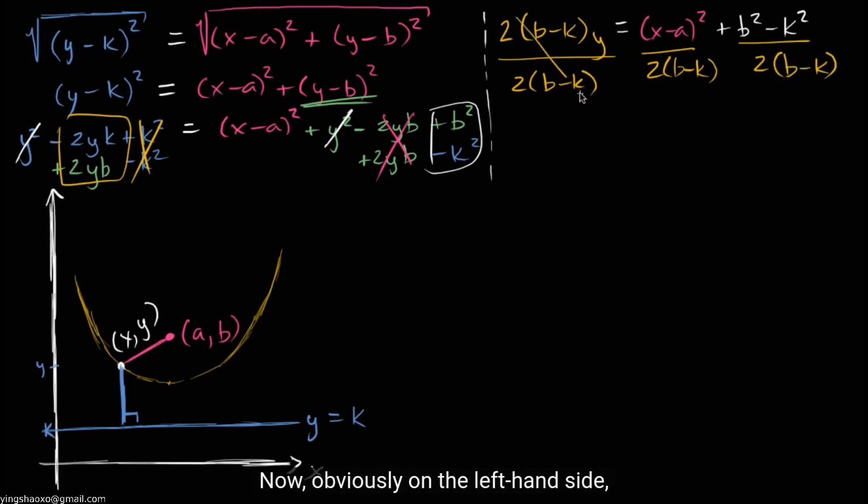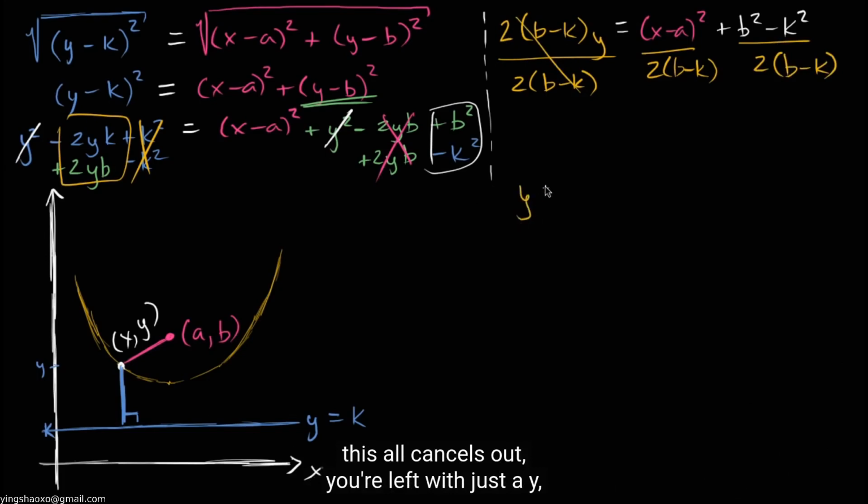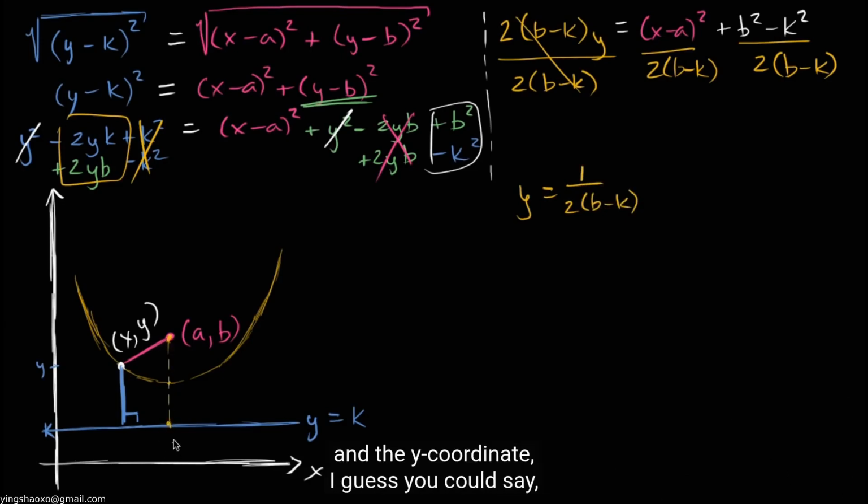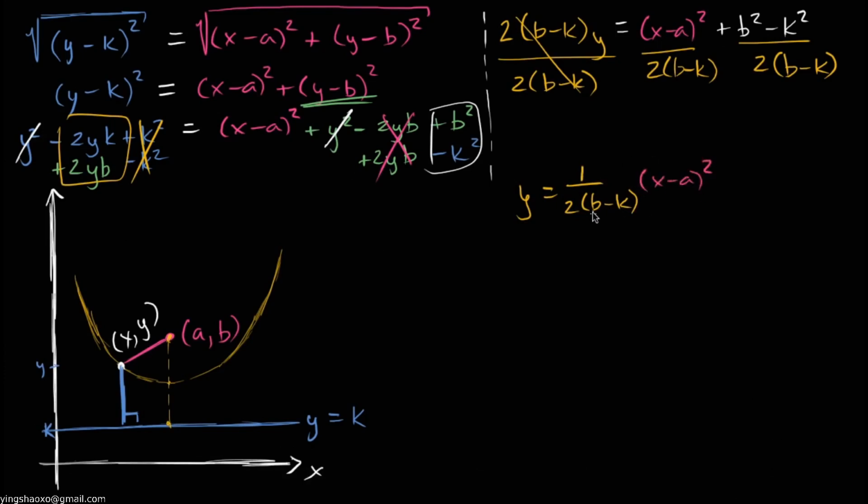Now, obviously on the left-hand side, this all cancels out. You're left with just a y. And then it's going to be y is equal to 1 over 2 times b minus k. And notice b minus k is the difference between the y-coordinate of the focus and the y-coordinate, I guess you could say, of the line y equals k. So it's 1 over 2 times that, times x minus a squared. So if you knew what b minus k are, this would just simplify to some number that's being multiplied times x minus a squared.